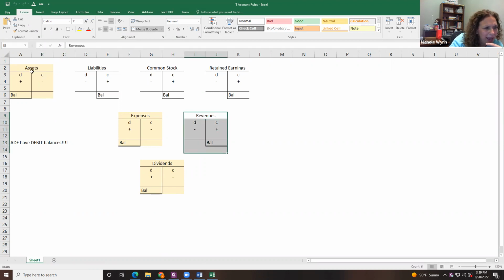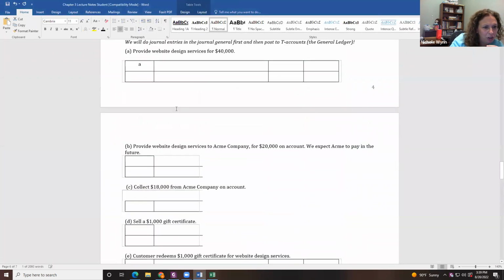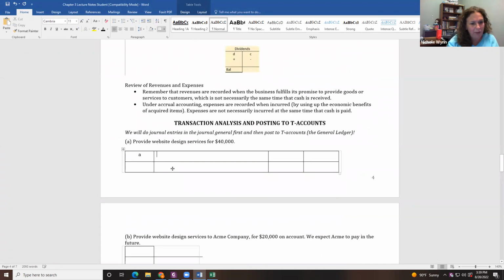receiving cash and it's revenue. So cash is an asset. The asset is going up. So I will debit cash. So I'm going to go up here and I'm going to receive cash, 40,000.